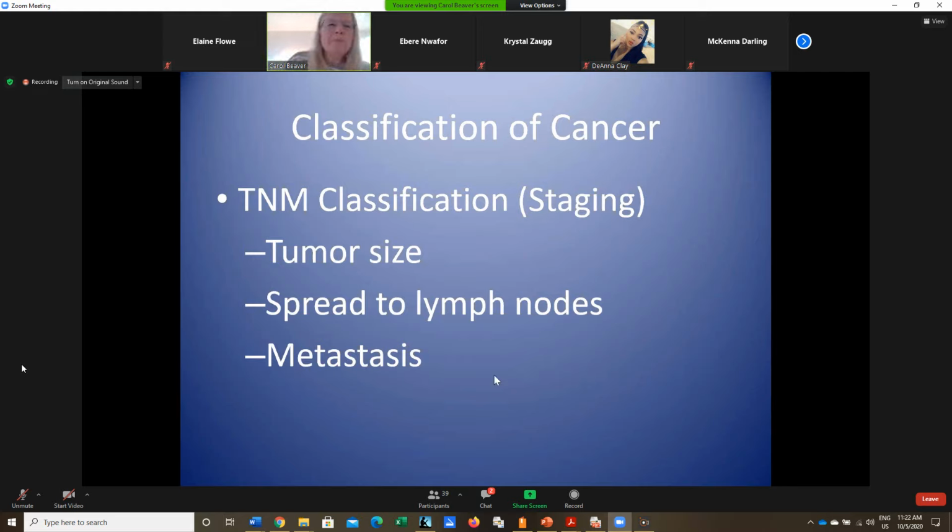Yeah, mm-hmm. Could you elaborate just a little more? I'm just a little confused with the differences between the undifferentiated and the well-differentiated.